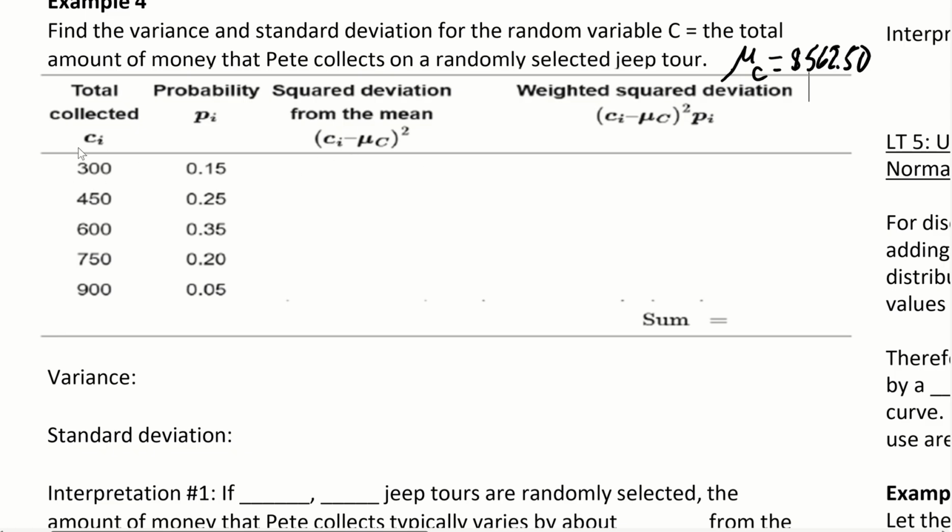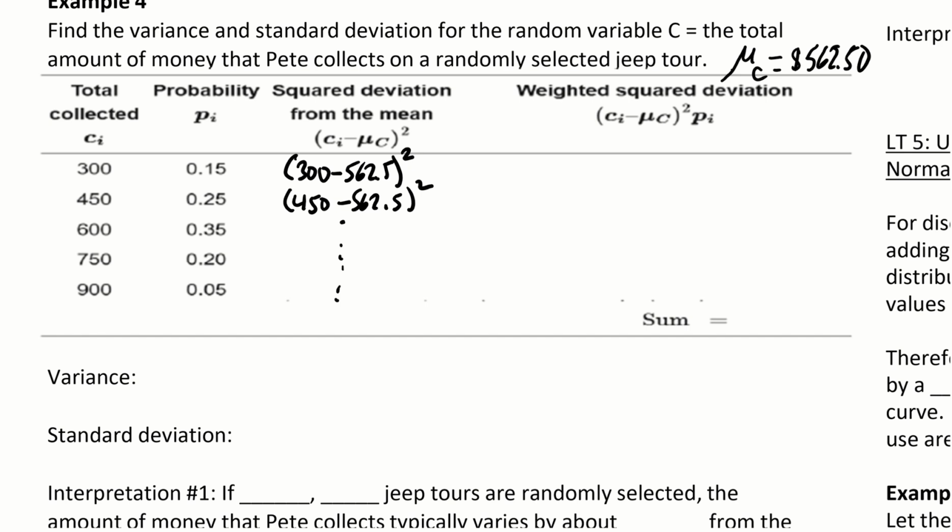So we calculated that earlier, and we're going to do the squared deviation. So subtract the 300 minus the mean, and then do the same thing for the 450 minus the mean, okay? I'm just going to illustrate a couple of these. I'm not going to do all of them. So 300 minus 562.5 squared, and then 450 minus 562.5 squared. So just take the C value minus the mean squared. Okay, and then dot, dot, dot. And get those values.